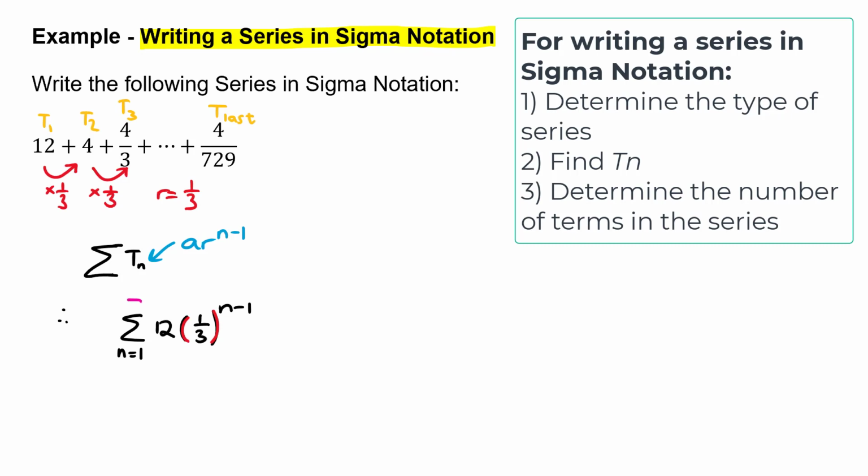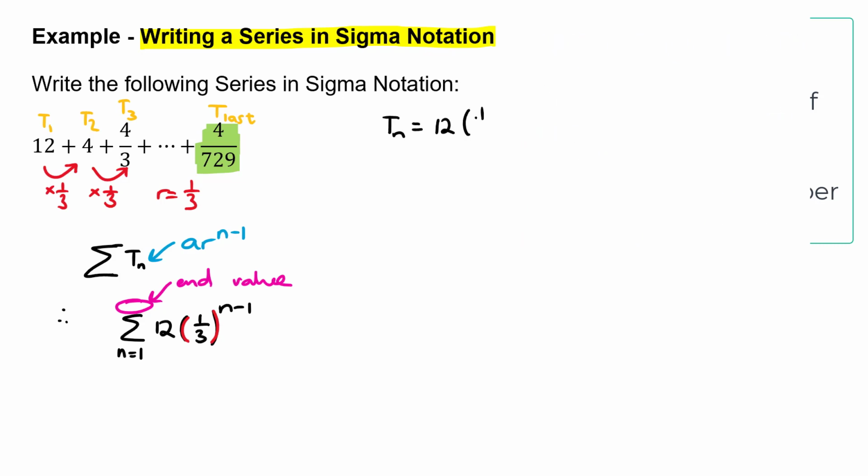However, we still need to figure out what that end value at the top is going to be there. And we can do that by using the last term that we're given. Because we know if we can figure out where that last term is or what position it's in, we'll be able to figure out how many terms we've added up here. So we can take then the fact that Tn is equal to 12 times a third to the power of n minus 1. And we can make it equal to 4 over 729.